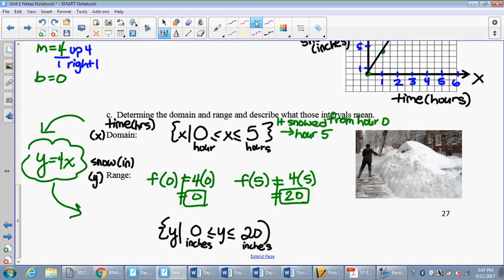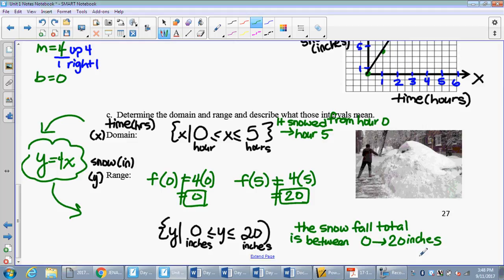So in terms of a meaning, the snowfall total is between 0 and 20 inches. And again, there are so many ways you could write that. As long as you're telling me you understand that the possible inches of snow is between 0 and 20 inches, any way you want to write that is acceptable. And we are done with part C.